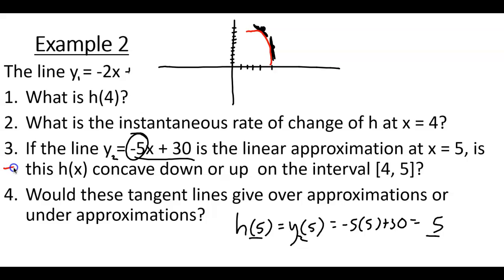So to answer number 3, you got to do the same thing that we did on 1 and 2 here. We plugged 4 in up here to find h of 4, and we also found the slope of h at 4 using this tangent line. Now we're finding the y value and the slope of h at 5 using this tangent line. And that gives us enough information to sketch a picture which would indicate that this thing is concave down.